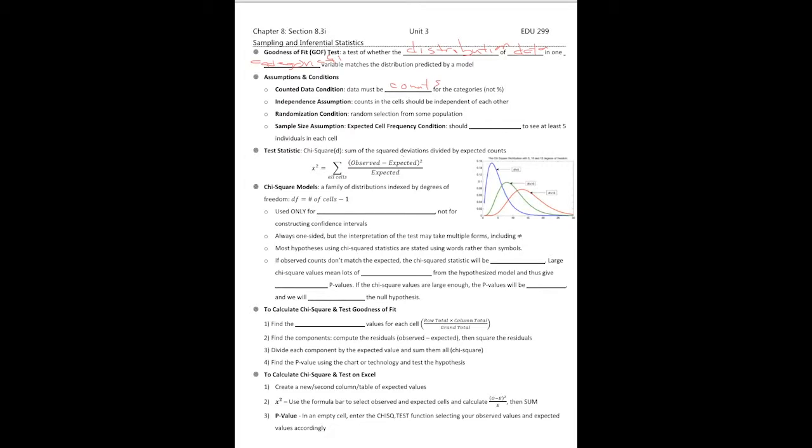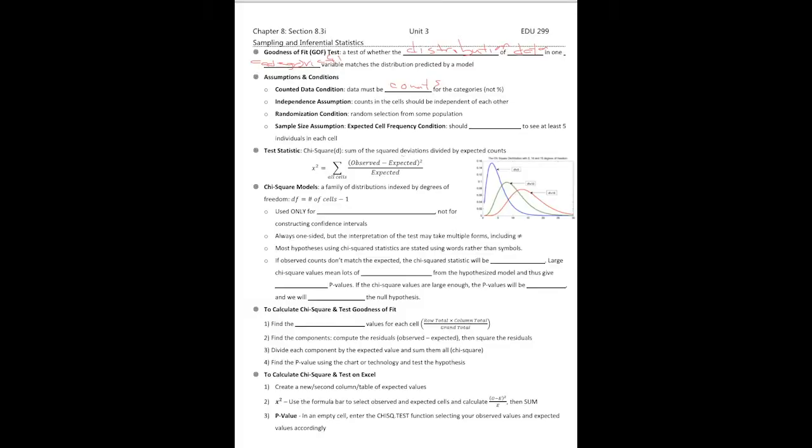The sample size assumption, this is an important one. Okay, this says your expected cell frequency condition. So we have already found expected values before, and now we're going to have to find them again for our goodness of fit test. So what happens is, in order to run the goodness of fit test, you should expect to see at least 5 in each cell.